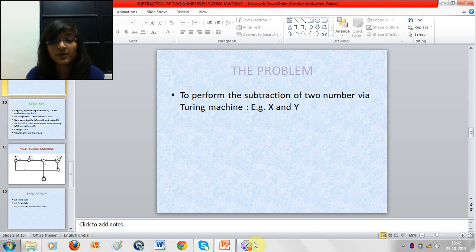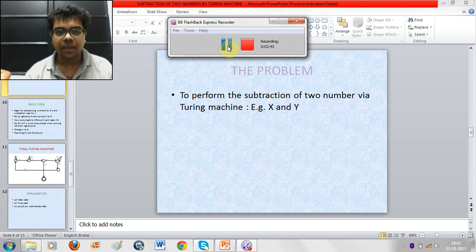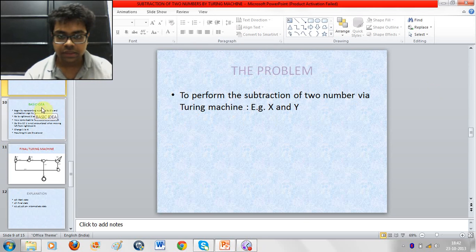Now we will go with the problem. The problem is to perform subtraction of two numbers via a Turing machine. That is, for example, we take x and y. Now moving on to the next slide.